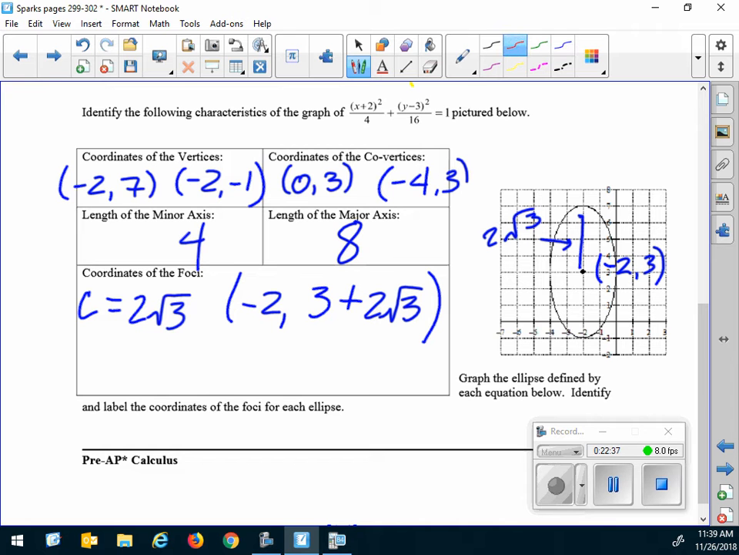But we got to go the other way, and we got to go 2 square roots of 3 that way. So how are we going to find that point down there? I'm going to do 3 minus 2 square roots of 3. Now let me show you how you can do that and be real easy. The y value is either 3 plus 2 root 3 or 3 minus 2 root 3.